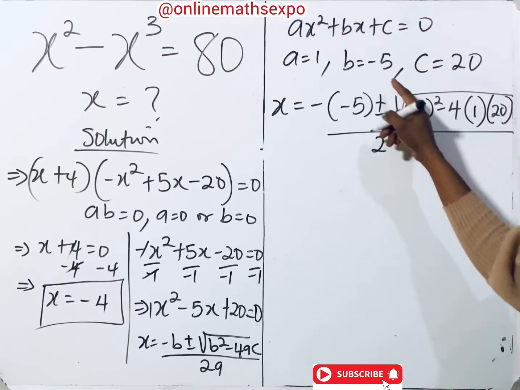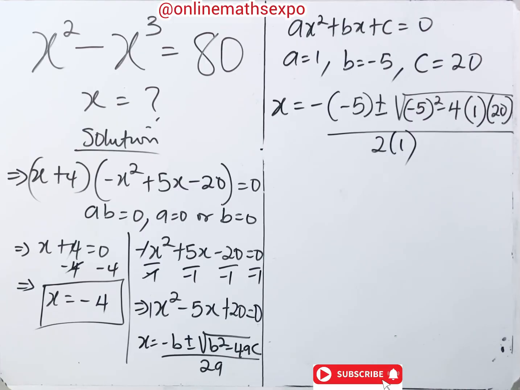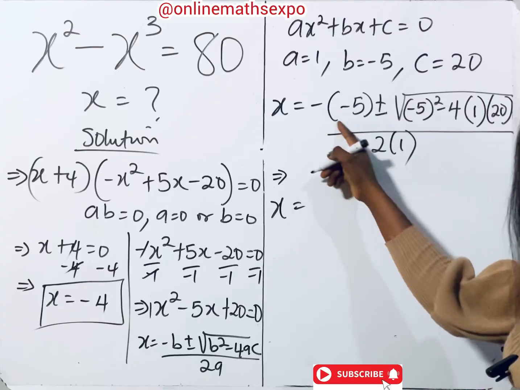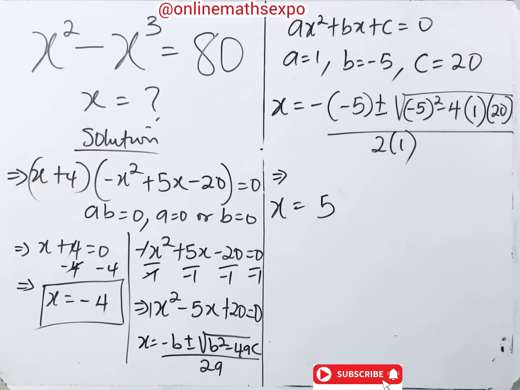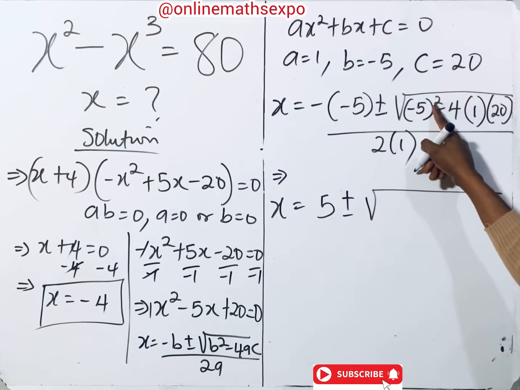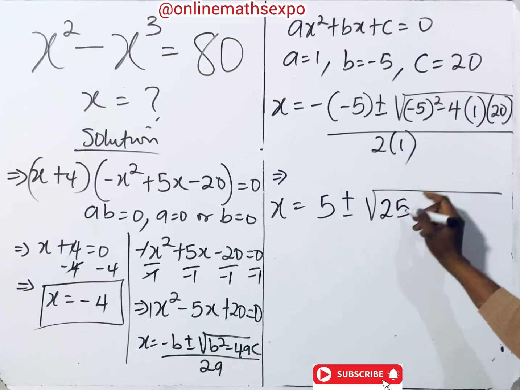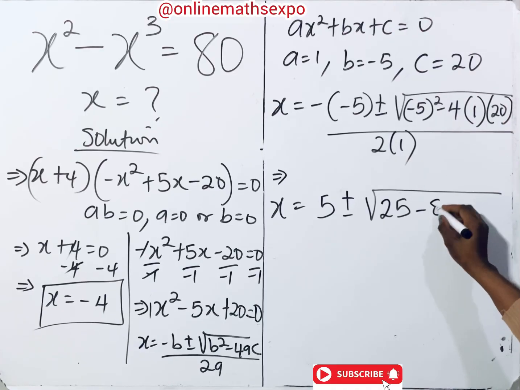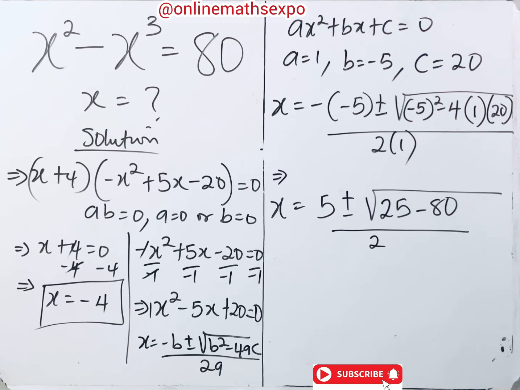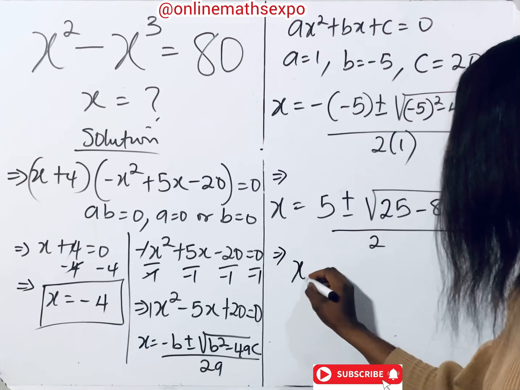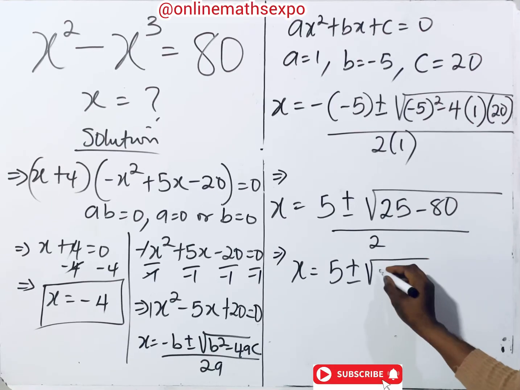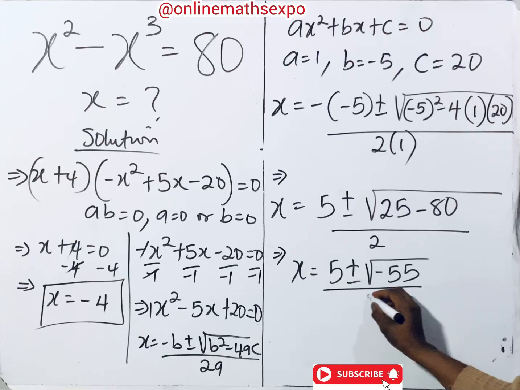We multiply, our a is 1. I hope you are seeing what we're doing. So we're going to have x is equal to, if you multiply this, it gives you positive 5, then plus or minus square root of negative 5 squared, which is going to give us 25. Then multiply this, we have negative 80, all over, multiply this, it gives you 2. So we're going to have x is equal to 5 plus or minus, subtract this, it gives you negative 55, all over 2.